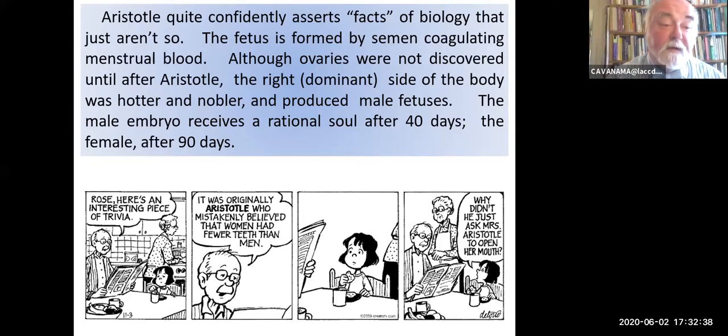Grandpa and grandma with little granddaughter at the breakfast table. Rose says, Grandpa, here's an interesting piece of trivia. It was originally Aristotle who mistakenly believed that women had fewer teeth than men. And she thinks for a minute and says, why didn't you just ask Mrs. Aristotle to open her mouth?